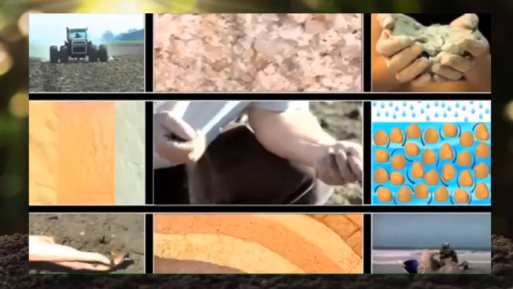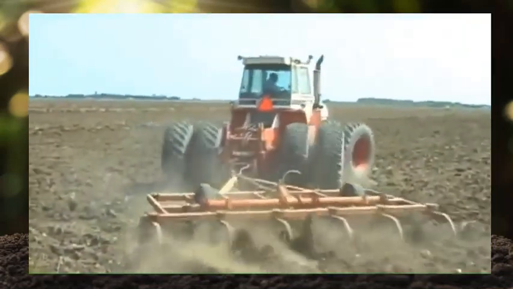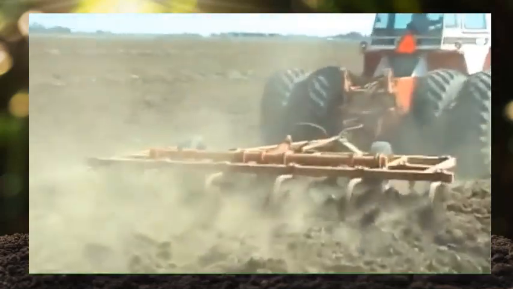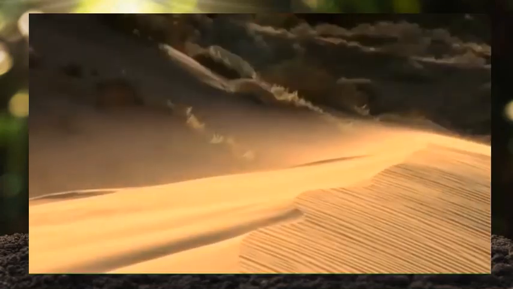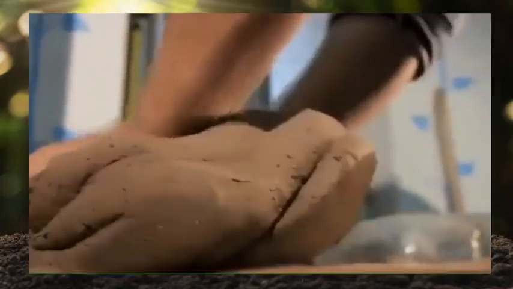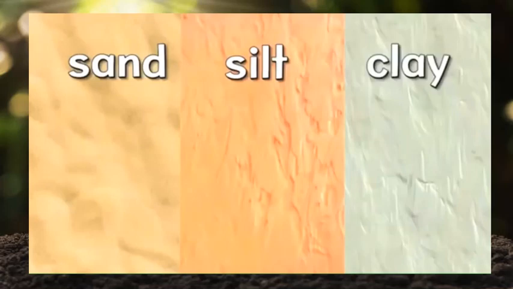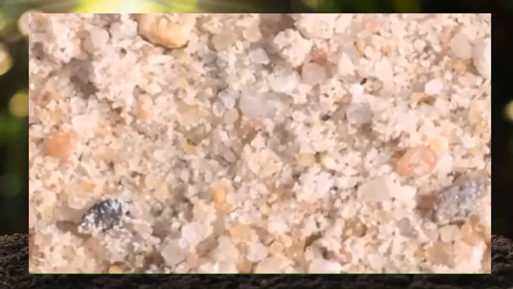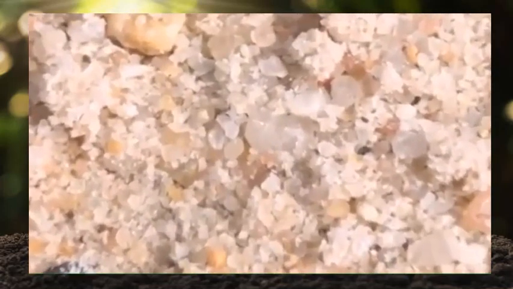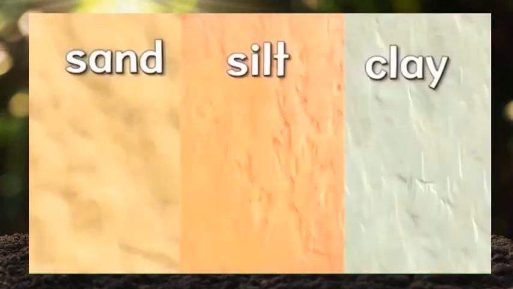How soil looks and feels tells us about its properties. Is it good for growing plants? How much air and water does it hold? To answer these questions, let's start with soil types. There are 3 types of soil: sand, silt, and clay. Soil comes from tiny pieces of weathered rock. The difference between soil types is the size of the rock particles.